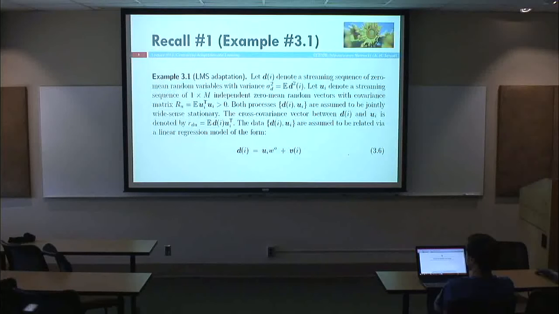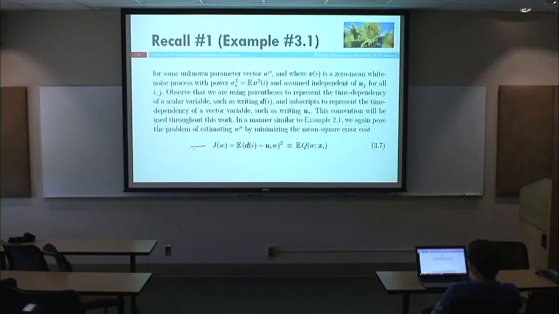Very good. So let's look at an example and use it as a motivation for what's going to come later. Let's consider the case where I have a streaming sequence of data d_i with variance sigma_d squared. We considered this example several times before. u_i is a streaming sequence of row regression vectors with covariance matrix R_u, and it's assumed to be positive definite. The second order moment connecting d to u is denoted by little r_du, and the data satisfies this linear regression model. Then we formulate the mean square error estimation problem to recover omega 0 from knowledge of d and u.